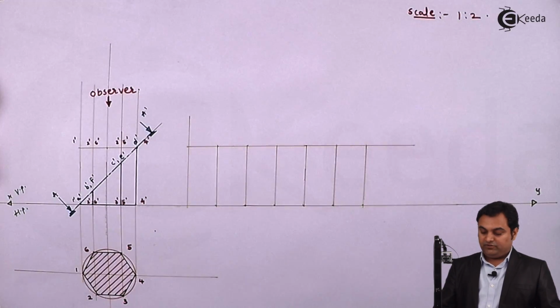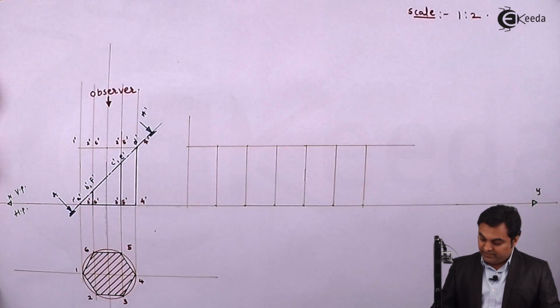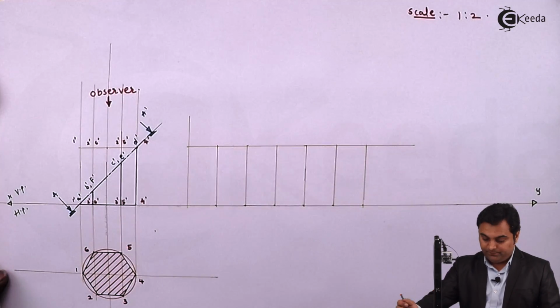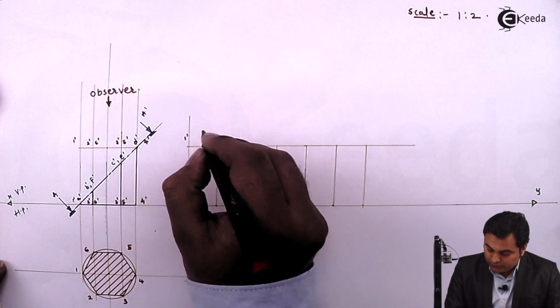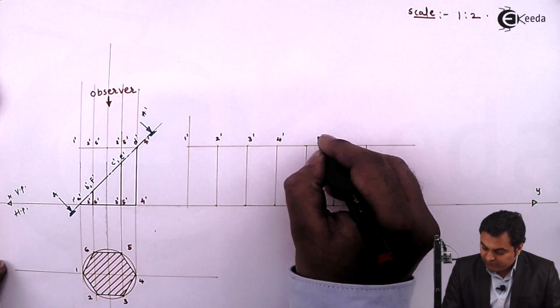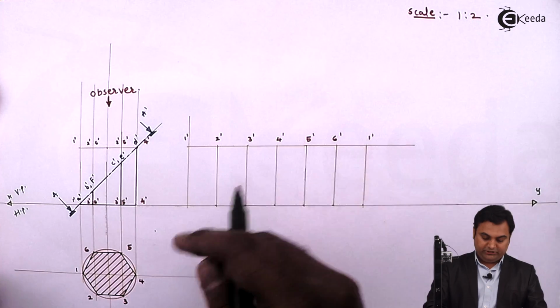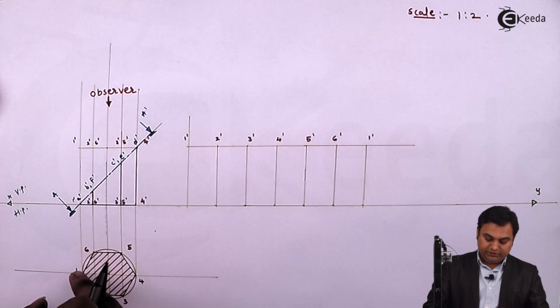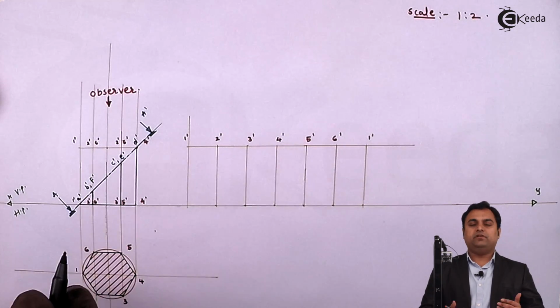Next, after plotting it light, here I'll give the notation. As I have said, I have started opening it from point 1. So here I'll get it as 1 dash, 2 dash, 3, 4, 5, 6, and again 1. Because we have to start from point 1. So from 1 to 2, 2 to 3, 3 to 4, 4 to 5, 5 to 6, and then again 6 to 1.